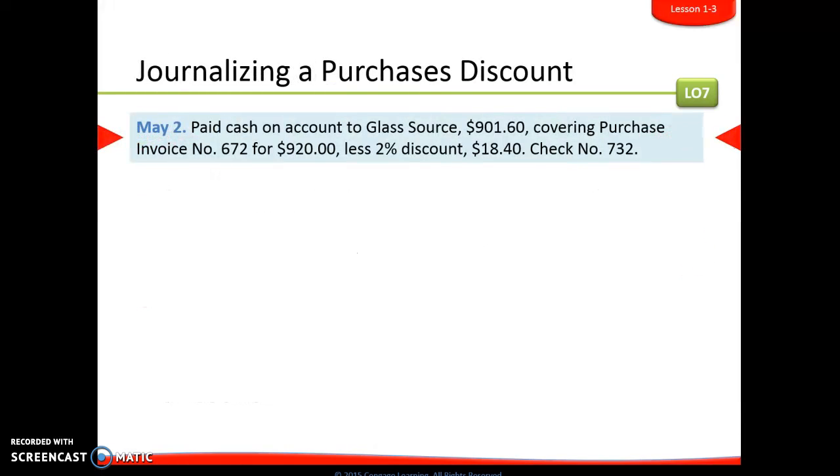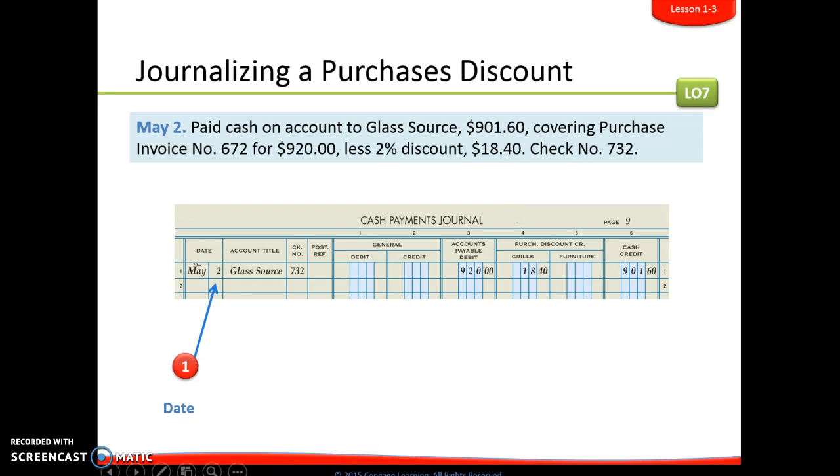On May 2nd, we paid cash on account to Glass Source, $901.60, covering purchase invoice number 672 for $920, less a 2% discount, $18.40, check number 732. So when we look at this, first of all, it shows us that our purchase invoice, 672, we bought merchandise, $920 worth. However, Glass Source offered us a 2% discount for paying it promptly. So we're getting a discount of $18.40. So we're only actually paying them $901.60.